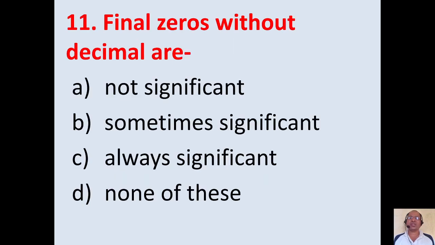Final zeros without decimal are: final zeros means terminal zeros. We have seen in the rule that final zeros or terminal zeros without decimal are not significant. So option A, not significant, is the correct one.